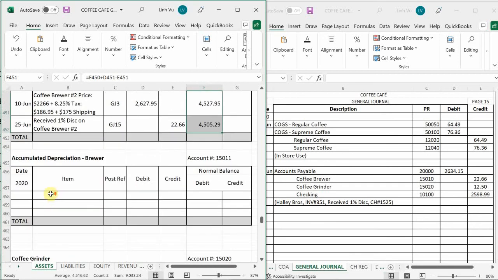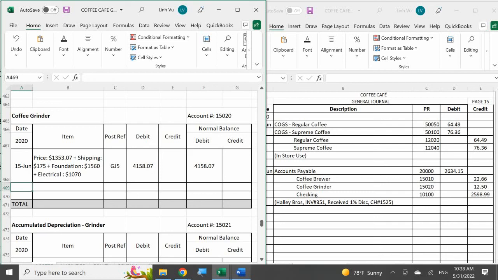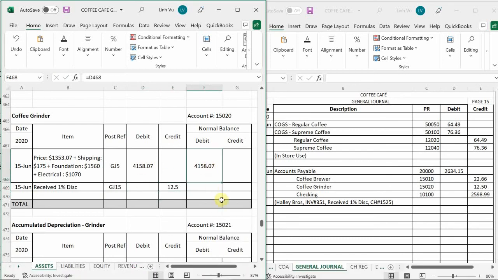Okay. I also need to put that note in here in my coffee grinder as well, saying received 1% discount. Okay. Which I discounted for $12.50. Okay. Which should decrease your account by 41, 45, 57. Okay.